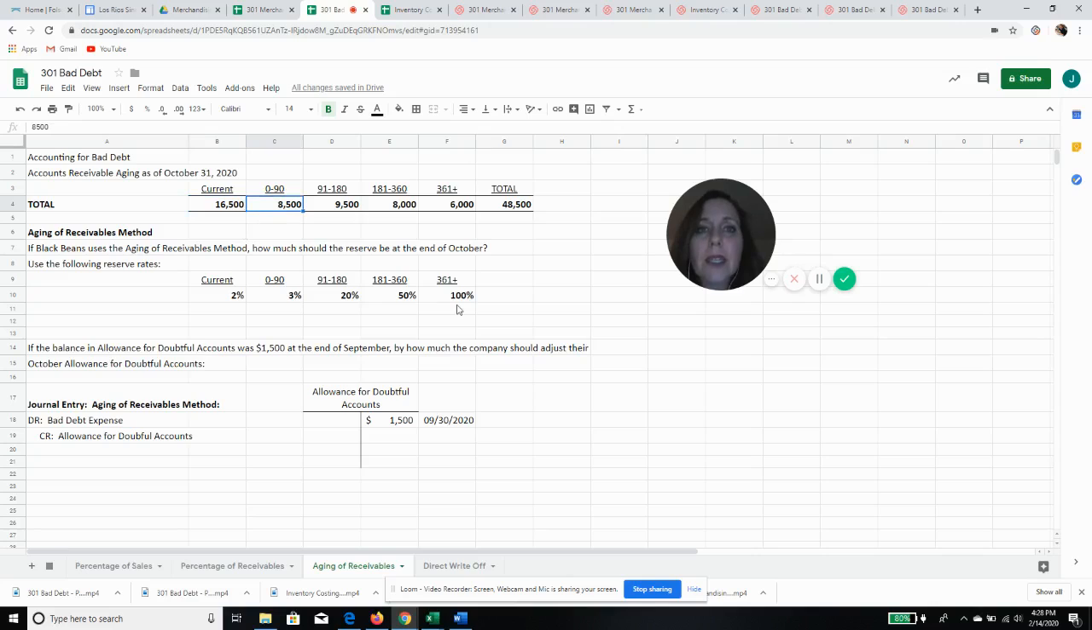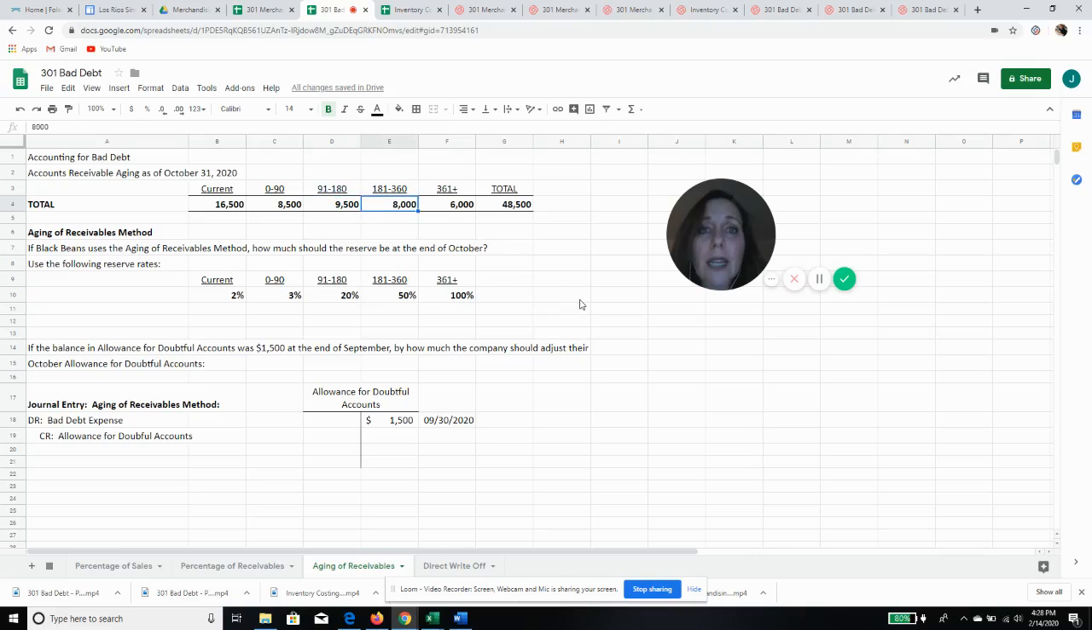Our next bucket is 0 to 90 days past due. So these people are a little late. A little more likely that some of them aren't going to pay, but we're still not really in the danger zone. Then we go to 91 to 180 days past due. That's 3 to 6 months. Now we're starting to get worried. More of these are likely to be uncollectible.